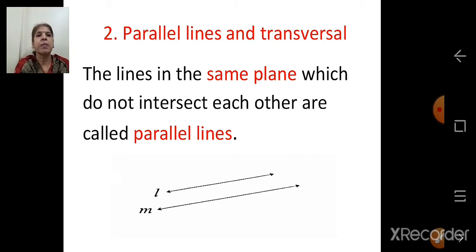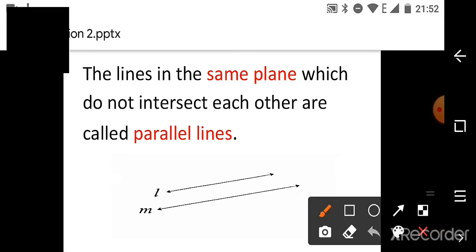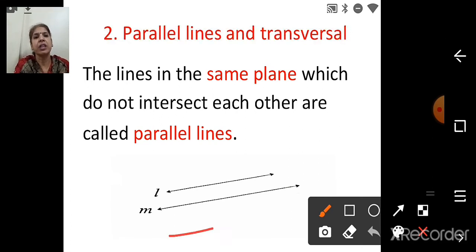Now this is chapter 2. Parallel lines and transversal. So what are parallel lines? Lines in the same plane which do not intersect each other. Here it is shown. Which two lines are shown? Line L, line M. And they do not intersect each other. So they are parallel lines.